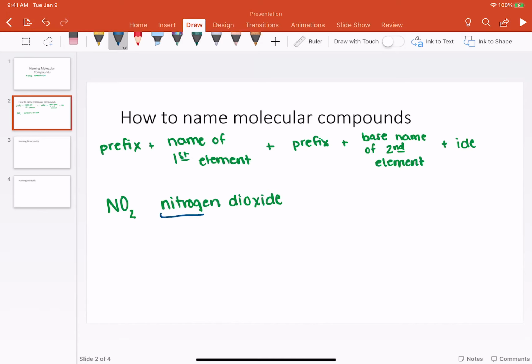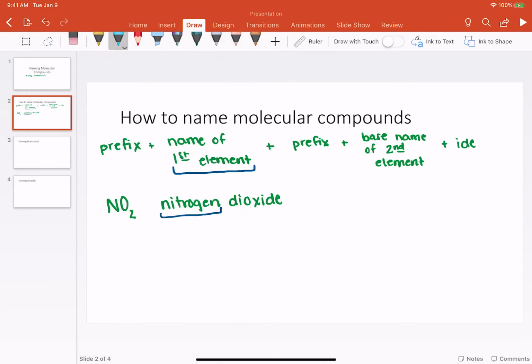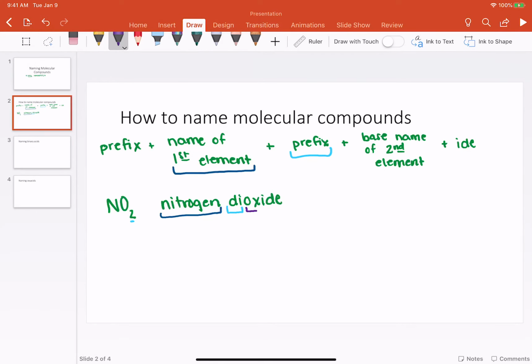But then we have the name of the first element, and then we have the prefix of the second element. So we have di, meaning two. So notice that there are two oxygens. And then we have our oxide. So that is the base name of the second element plus our IDE ending.